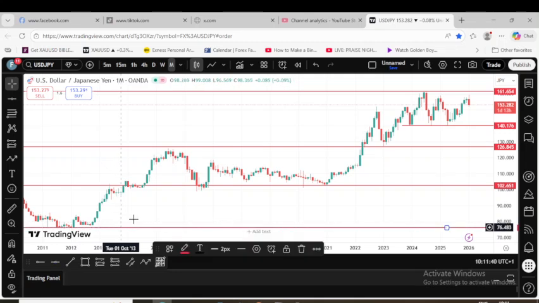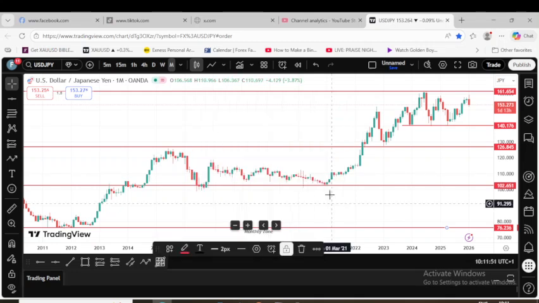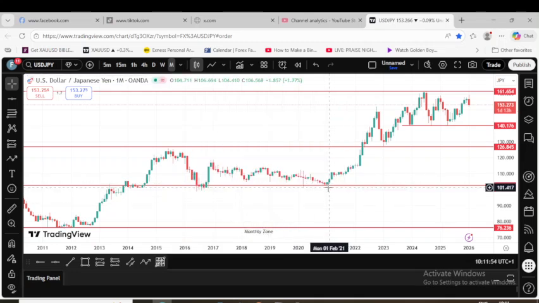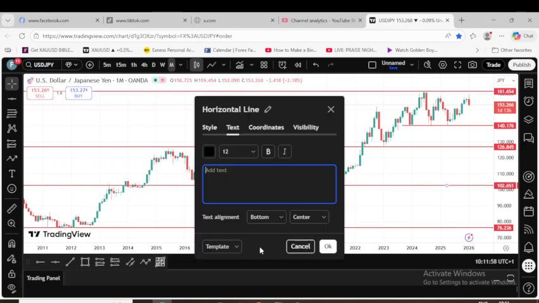So anywhere that price finds support or resistance on the higher time frame, such as the monthly or the weekly or the daily, is considered a zone. So these are my monthly zones.